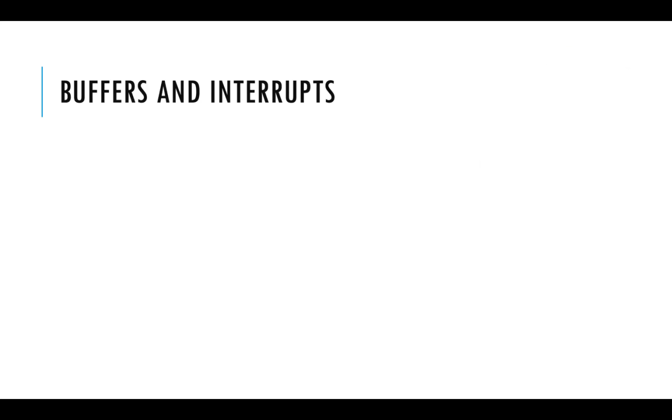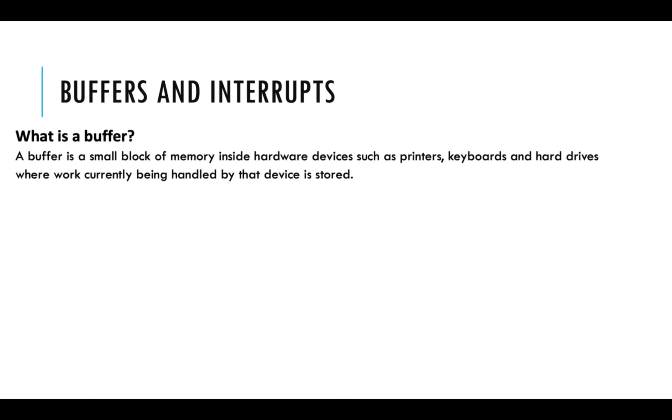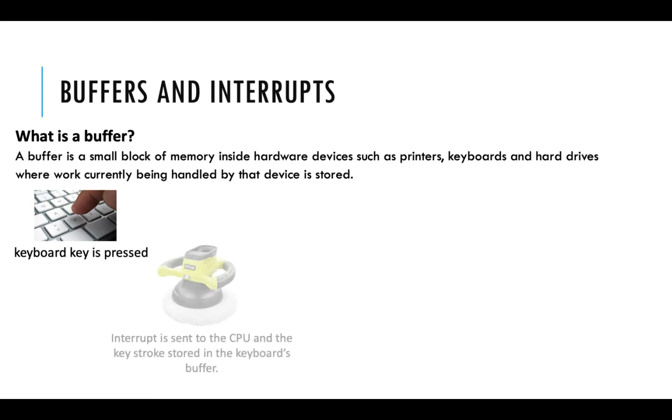And now we move on to buffers and interrupts. A buffer is a small block of memory inside hardware devices such as printers, keyboards and hard drives, where work currently being handled by the device needs to be stored. So think about how a buffer would work. A key is pressed, an interrupt is sent to the CPU, and the keystroke is stored in the keyboard's buffer. That means we won't lose any data that has currently been pressed.